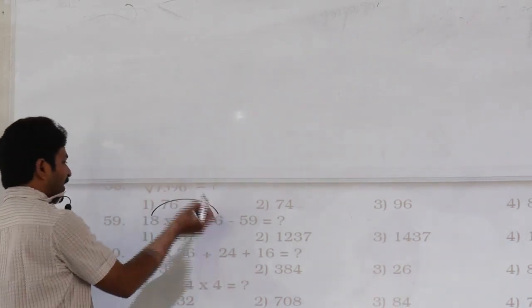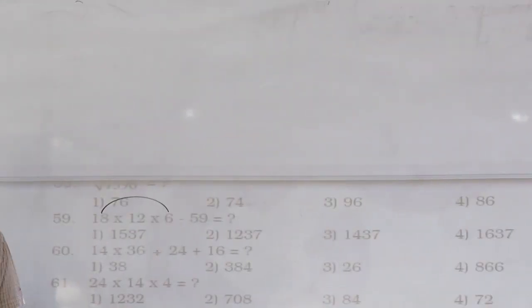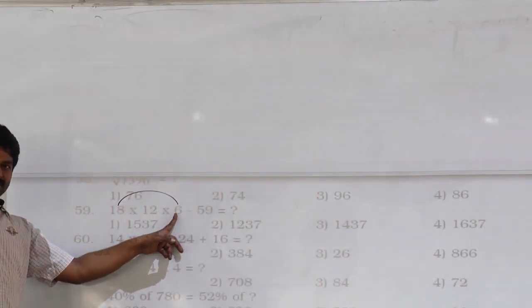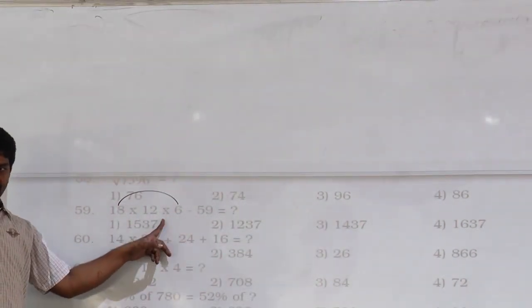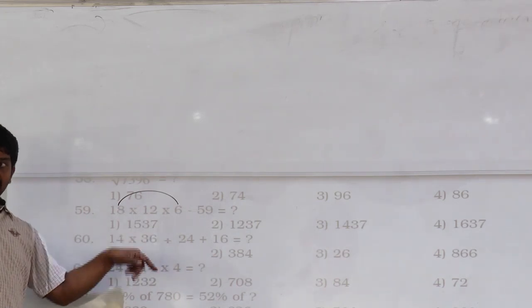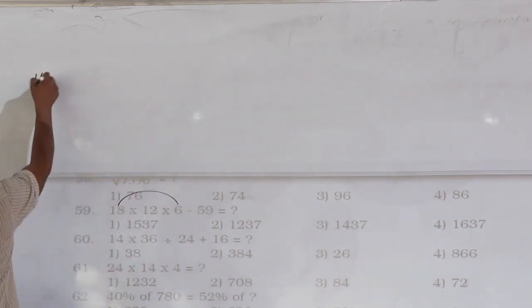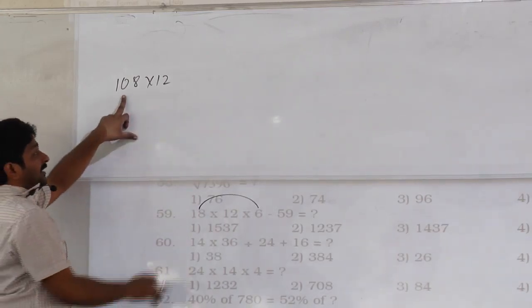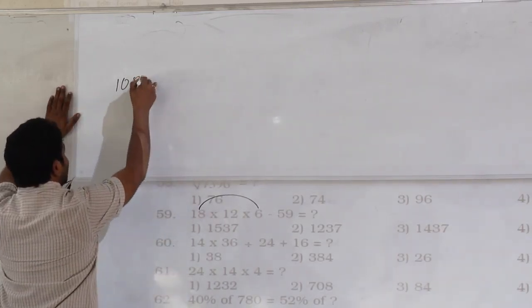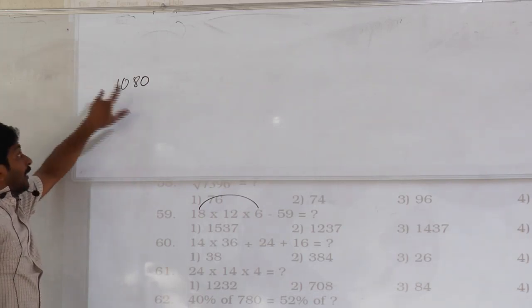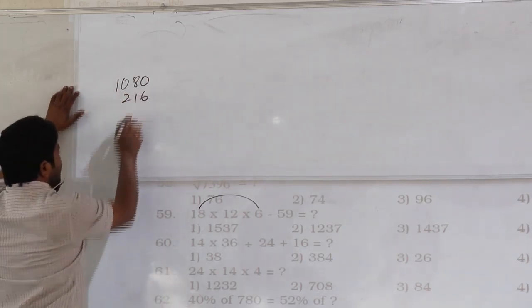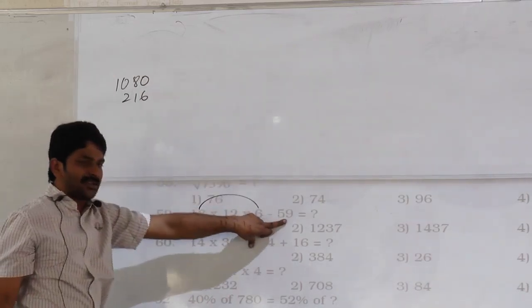Let me multiply 18 and then 6. 10 6 times 60. 8 6 times 48. 60 and 48, 108. 12 times: 108 10 times is 1080. 108 2 times is 216. And then we need to subtract 59.